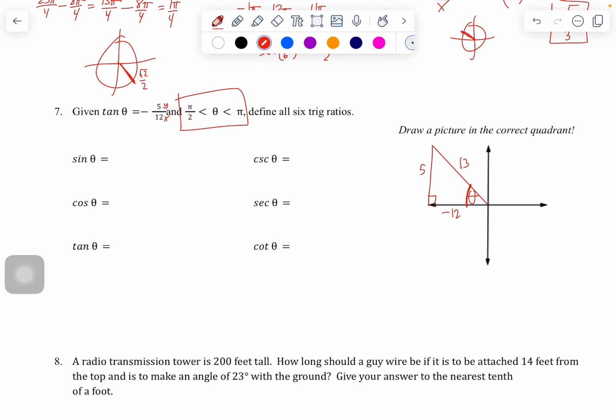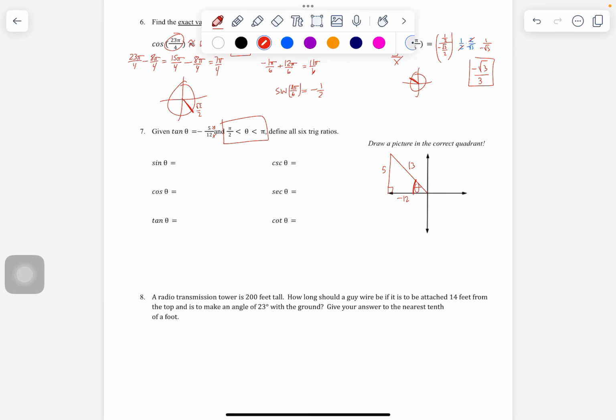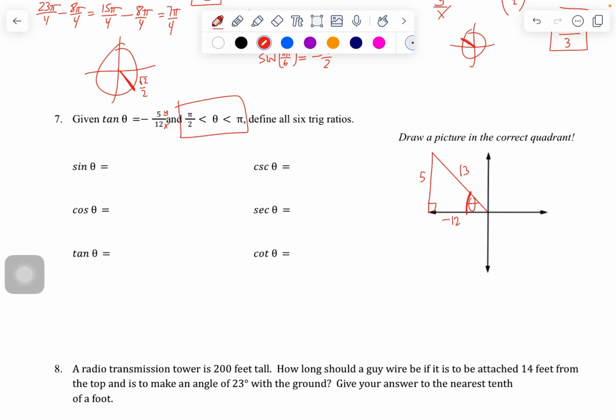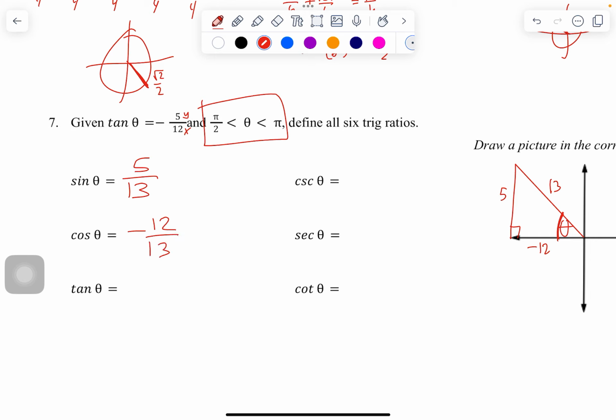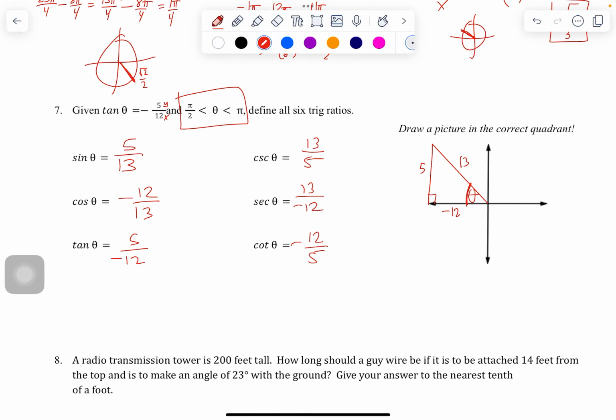Then I'm going to go about defining each of my trig values, assuming theta is right here. Theta is always the inside angle, which touches the origin. Some of you were labeling theta as a different angle there. So sine is going to be opposite 5 over hypotenuse 13, cosine adjacent negative 12 over 13, and tangent opposite 5 over adjacent negative 12. I do the reciprocal of each of those for my reciprocal ratios. Some of you forgot the negatives for the 12, forgetting that you're in the second quadrant.